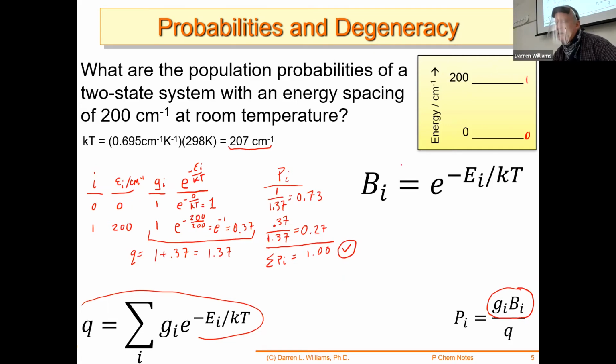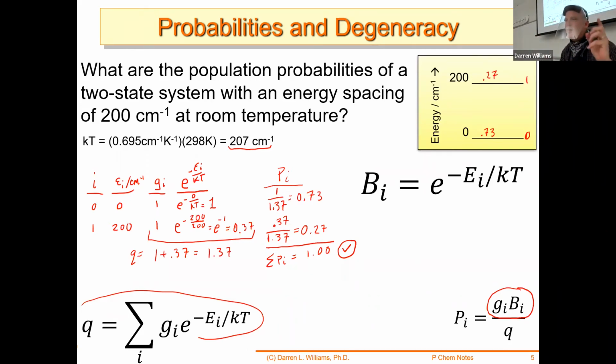Now let's look at what this means. These are what the numbers are, but it's always good to ask, what does this mean? This is the probability of being in the ground state. So there's 0.73 molecules in the ground state and 0.27 molecules in the upper state. If you had 100 molecules, you'd have 73 in the ground state and 27 in the excited state. And it's temperature dependent. It's dependent upon the degeneracy of the energy levels, and upon the number of energy levels. So we have a 2-level system.